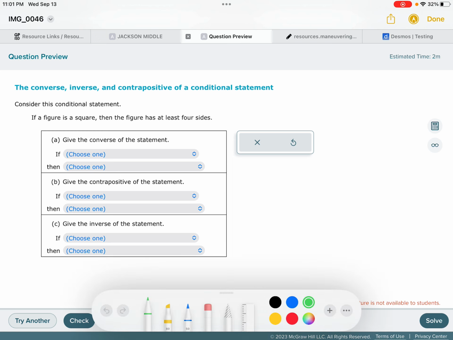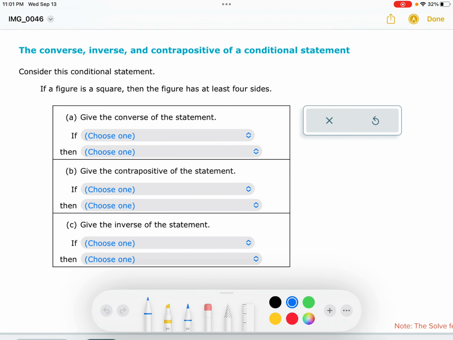So what's going to happen on these questions is that at the very top they're going to give you the conditional statement. Remember that conditional statements have two parts, the if and the then. Our original if is going to be if a figure is a square, and our original then is going to say then the figure has at least four sides. The if is going to be P, and the then is going to be Q.